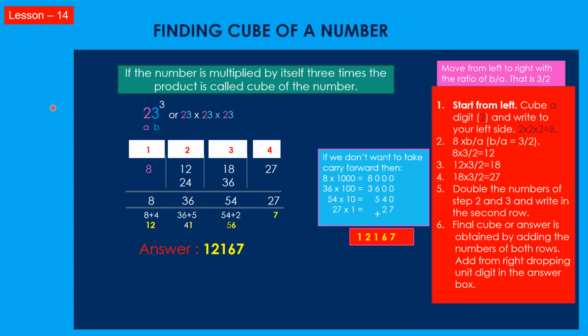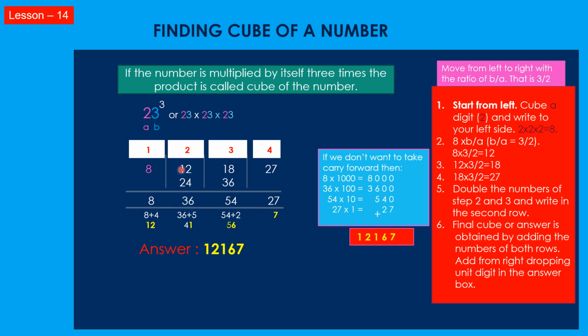Find the cube of 23. Move from left to right with the ratio of B by A. B here is 3 and A is 2. So the first step, start from left. Cube A digit. A is 2. If you cube 2, you get 8. So write down 8 here.